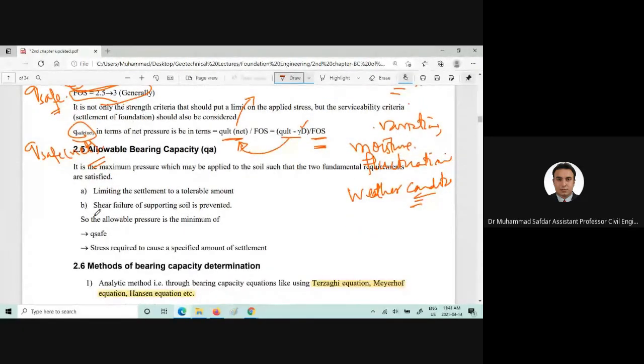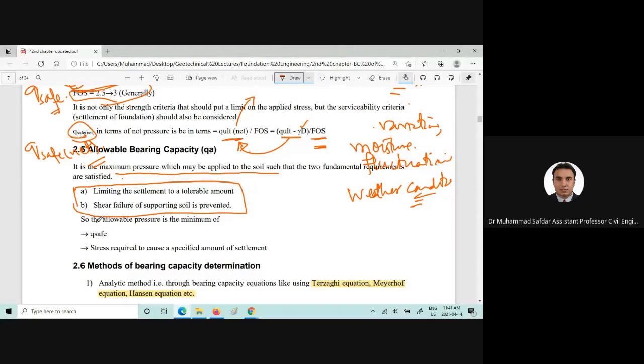Now what is an allowable bearing capacity? It's the maximum pressure which may be applied to the soil such that the two fundamental requirements are satisfied. This will give us the limiting settlement and the shear failure criteria.